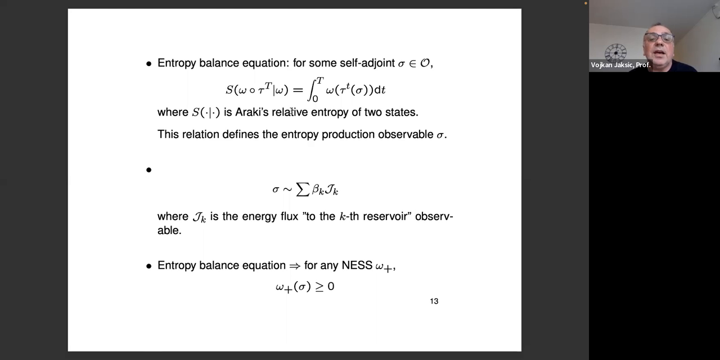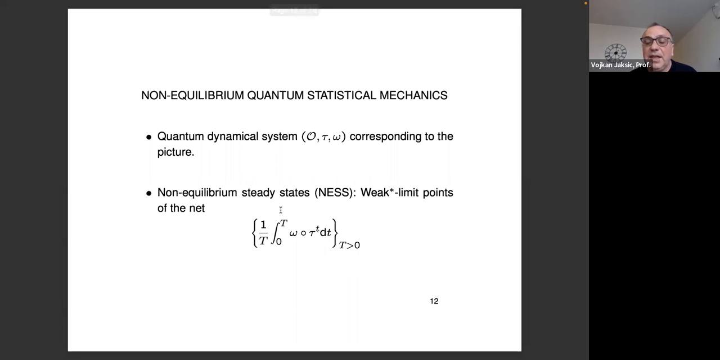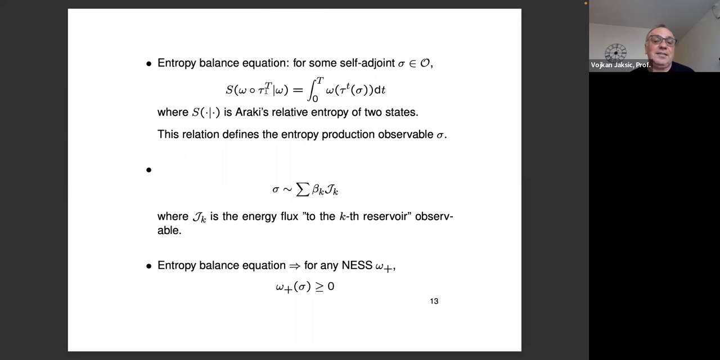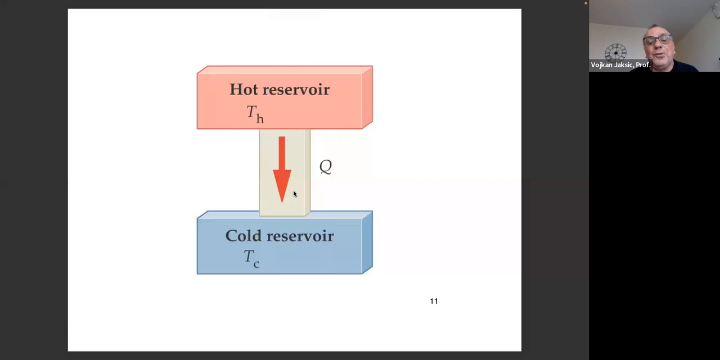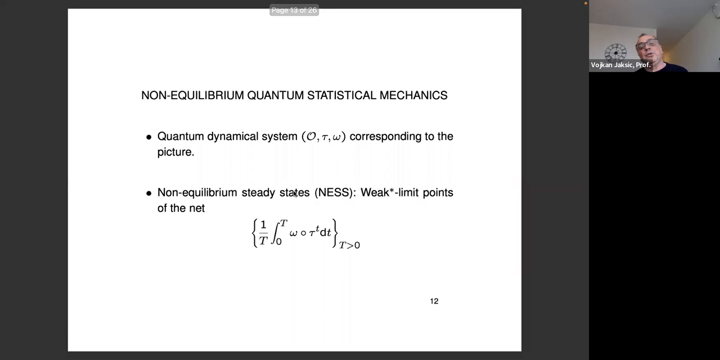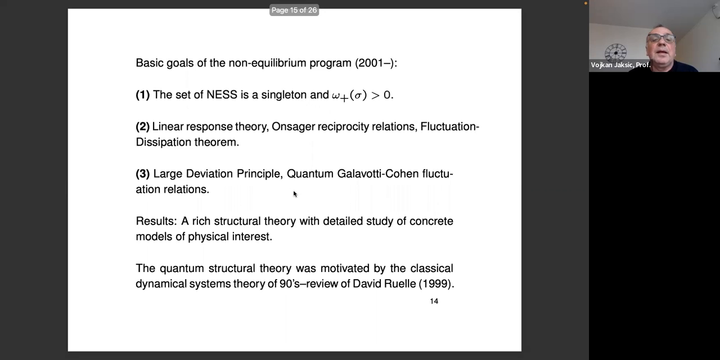Now, once you have the entropy balance equation and you have a definition of a non-equilibrium state, and you have a sign of Araki's relative entropy, Araki's relative entropy is just like any other relative entropy, it's non-negative. You immediately get that in a non-equilibrium stationary state, the entropy production is non-negative. So this is just saying that heat flows from hot to cold, and you would like to know much more. And so here are the basic goals of the non-equilibrium program that started in 2001.